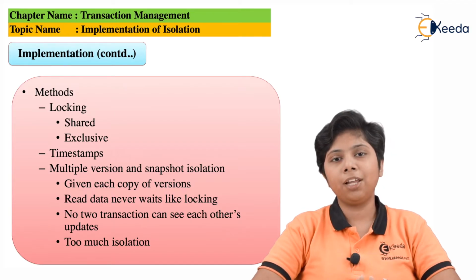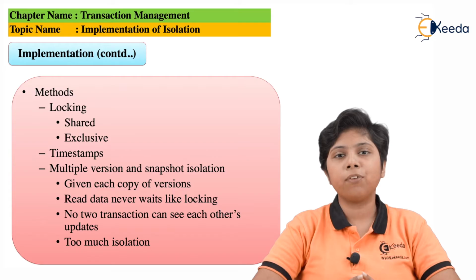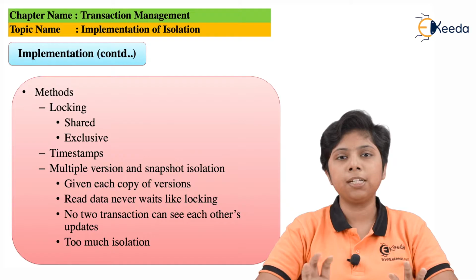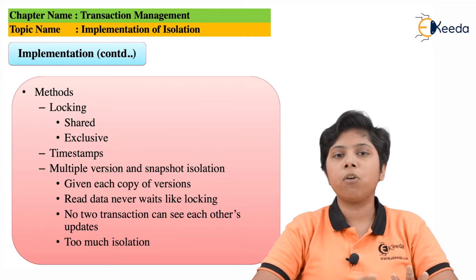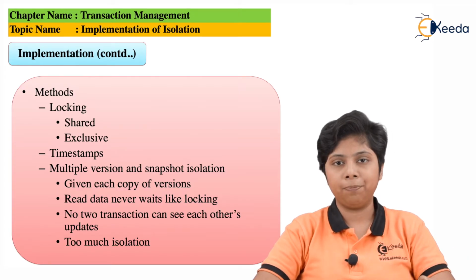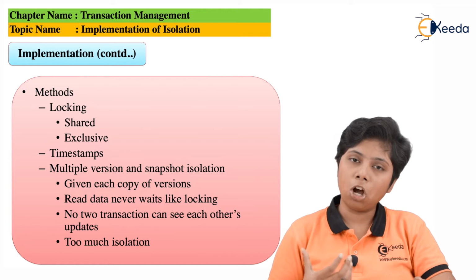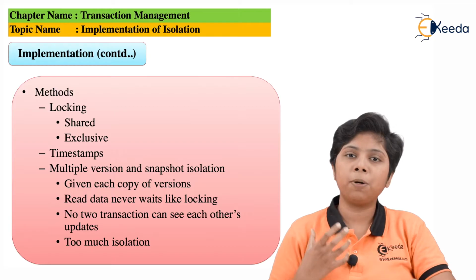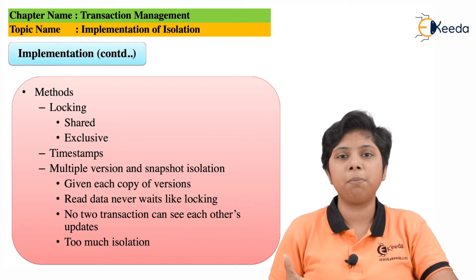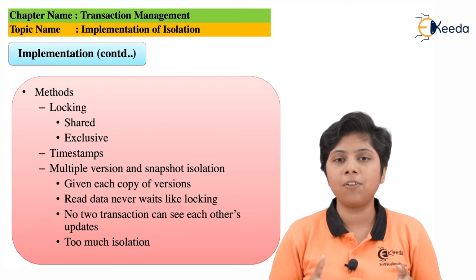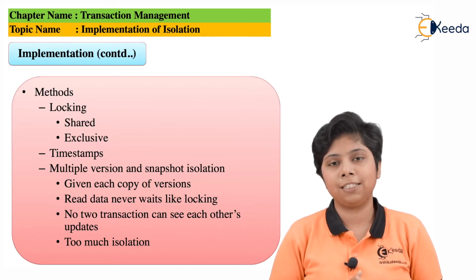Now another isolation level implements locking in such a way that we provide two modes: one is a shared mode, another is an exclusive mode. When we want to read a data item, we can provide a shared lock on that data item. That means the data item will be locked, but if another transaction is waiting to read the same data item, it can acquire the shared lock on the same data item simultaneously with other transactions. So now we are providing an isolation level and also concurrent execution.